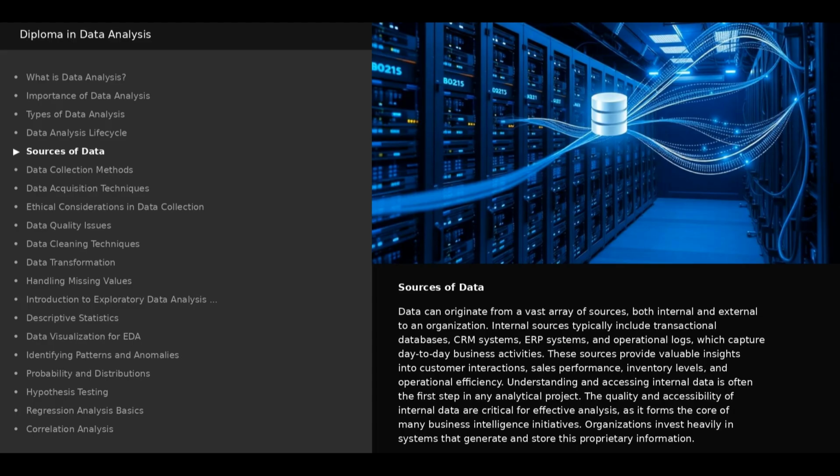The quality and accessibility of internal data are critical for effective analysis, as it forms the core of many business intelligence initiatives. Organizations invest heavily in systems that generate and store this proprietary information.